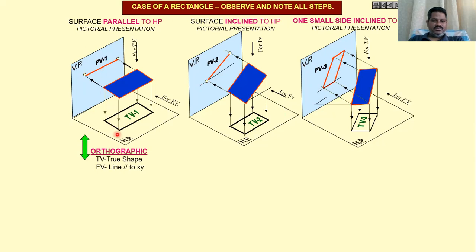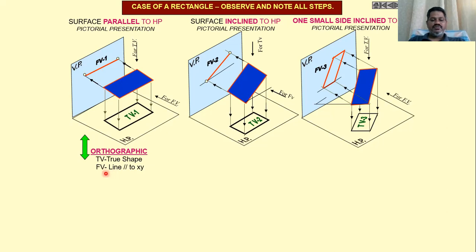As I said just now, in the first case, the top view will be the true shape, because the assumed rectangular surface is parallel to the horizontal plane, so when we observe this from the top, we will get the true shape. True shape means whatever dimensions are given in the problem, with those dimensions we will get the shape. In this case, when the given surface is parallel to the horizontal plane or HP, the top view will be the true shape.